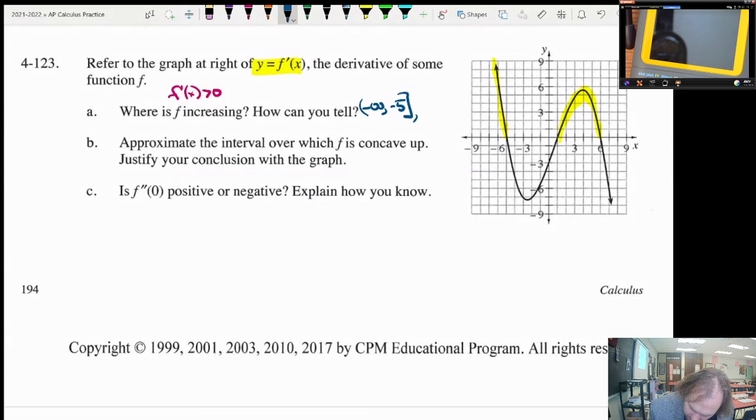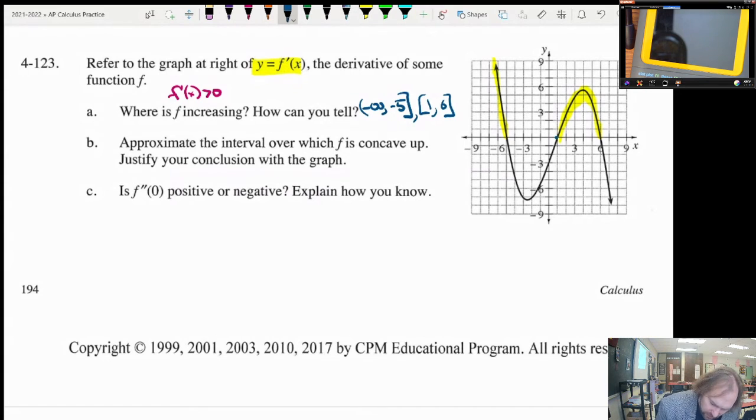And then it'll happen again from, looks like 1 to 6. Those are the places where your derivative is positive, and therefore the original graph, f of x, is increasing. Approximate the interval over which f is concave up. Justify your conclusion with the graph.